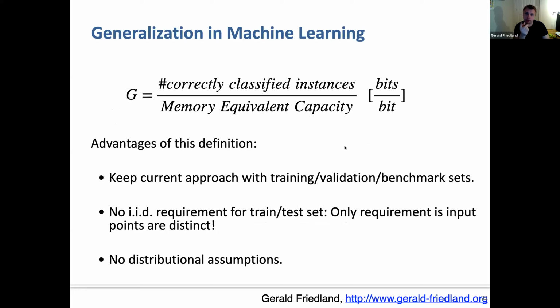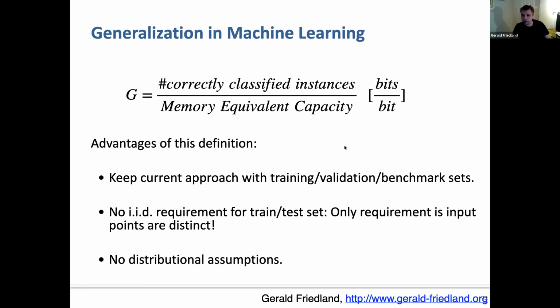And what is interesting though, if you use generalization, you can keep the current approach with training, validation, benchmark sets, obviously, but you don't need any IID requirement, right? Because all I'm asking here for is the number of correctly classified instances. Number of correctly classified instances means that these instances have to be unique. But the whole trick with assuming IID is a little bit of a problem because we don't know the distribution, right? It's kind of nice to assume this, but it's even nicer to not have this assumption, as of Occam's razor. And we can analyze machine learners in general with that formula without any distribution assumptions. There's no, oh, let's assume it's Gaussian, or let's assume it's uniform. No, all we do is count the correctly classified instances and divide by the memory equivalent capacity.